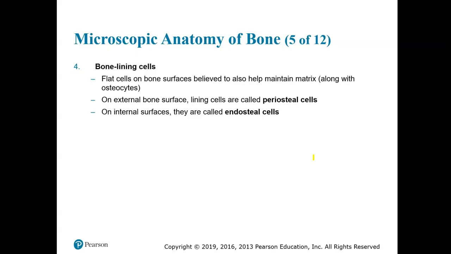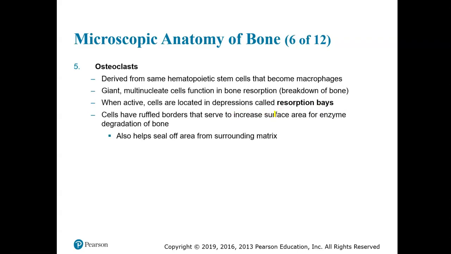The bone lining cells are flat cells on the surface of bone that help maintain the bone matrix along with the osteocytes. On the external bone surface, they're called periosteal cells, and on the internal surface, they're called endosteal cells. That's pretty easy to remember because the outer lining is the periosteum and the inner lining is the endosteum. So those cells are called periosteal cells and endosteal cells. They're just named for the lining where they're found.